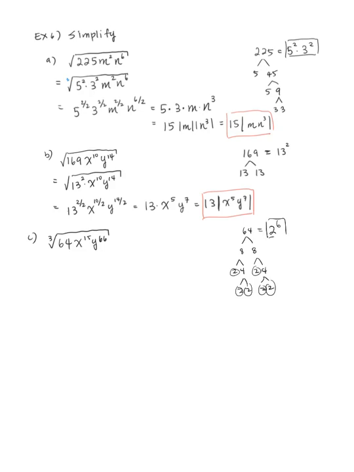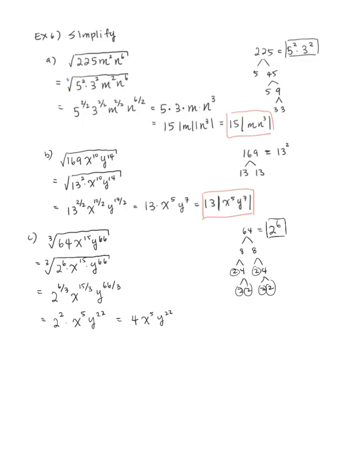All right, so rewrite. This is the cube root of 2 to the 6 times x to the 15 times y to the 66. This is the same thing as 2 to the 6 over 3, x to the 15 over 3, and y to the 66 over 3. Which gives us 2 squared times x to the 5th, and then y to the 22. So we're going to have 4 times x to the 5th, and then y to the 22.